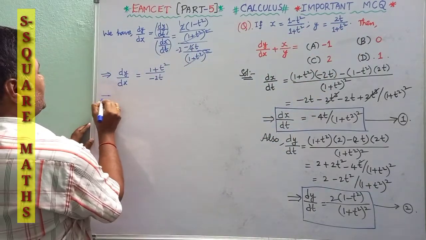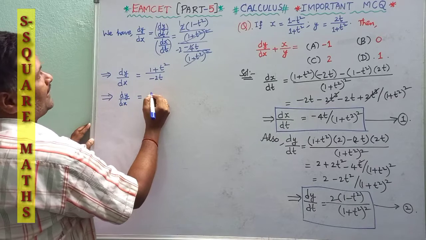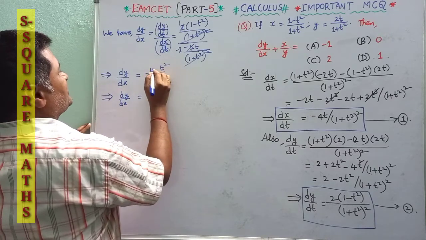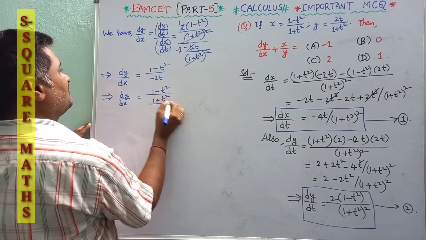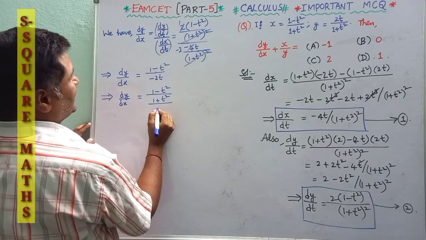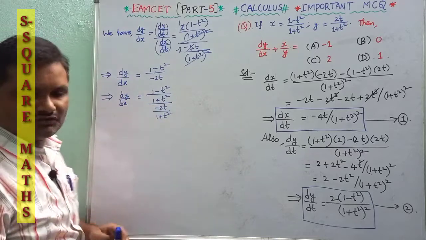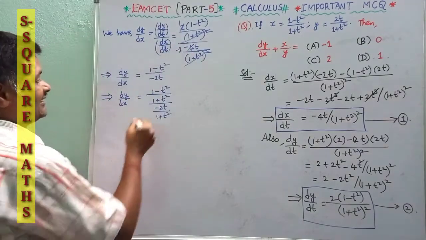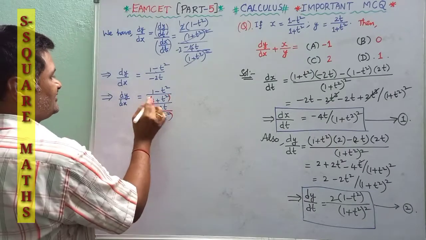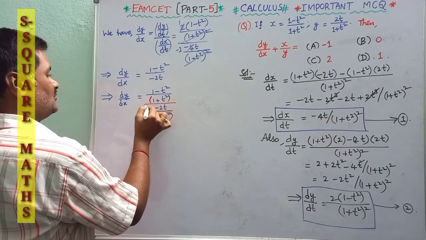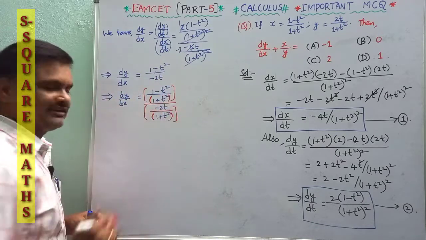So this implies now I can write dy by dx is nothing but 1 minus t square by 1 plus t square by the leftover part, minus 2t by 1 plus t square. For your sake I am marking like this, divided with 1 plus t square here. And this is total divided by, this part is dy by dt, and this is dx by dt.